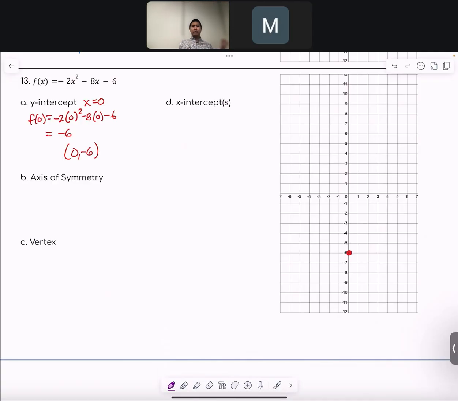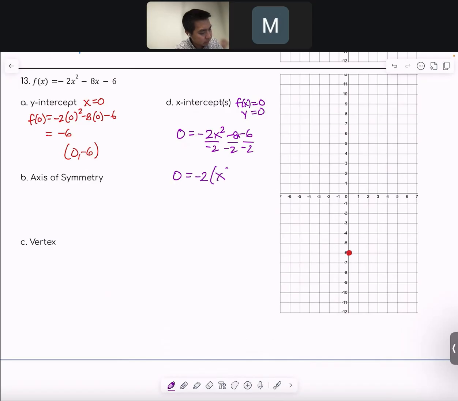Okay, x-intercept. This is where you set f of x equal to 0, or where y equals 0, right? They're the same thing. 0 equals negative 2x squared minus 8x minus 6. And now we must factor. You can factor all these by negative 2. X squared plus 4x plus 3. Now we do the X method inside the parentheses, 3 and 4. The two numbers are 3 and 1. I divide these both by, remember, it's inside the parentheses, 1x.